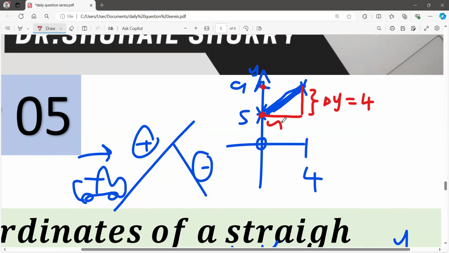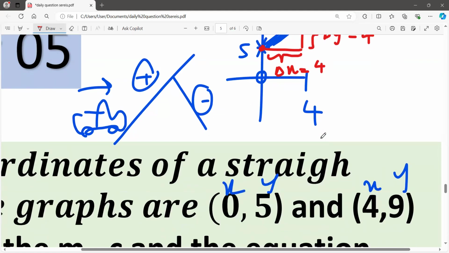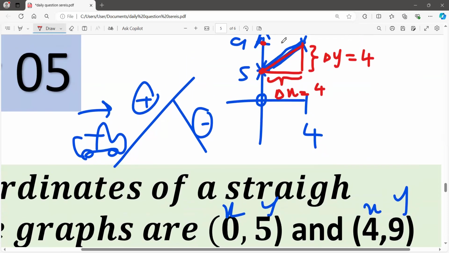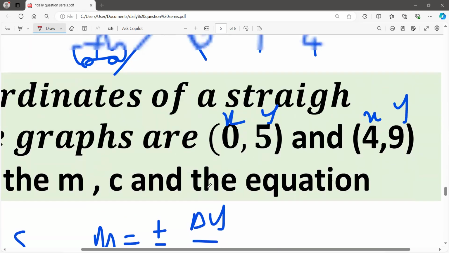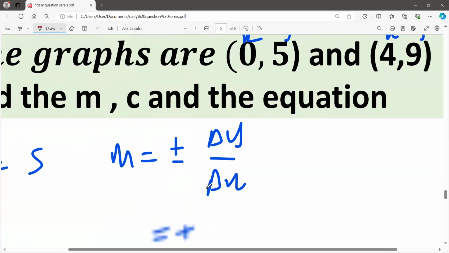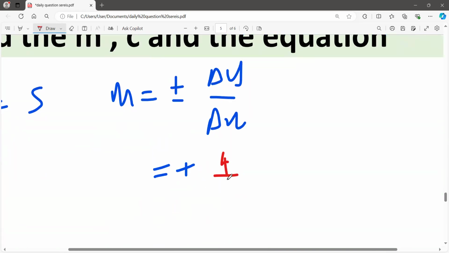The other thing is I want to get the difference from here to here. Delta x, this line is the x line, so delta x. Delta x is here 0, here 4, then delta x is 4. Now I know the values for delta y and delta x, and the graph goes like this, therefore the gradient is plus. Delta y is 4, delta x is 4, then 4 divided by 4. Then we get m as plus 1.